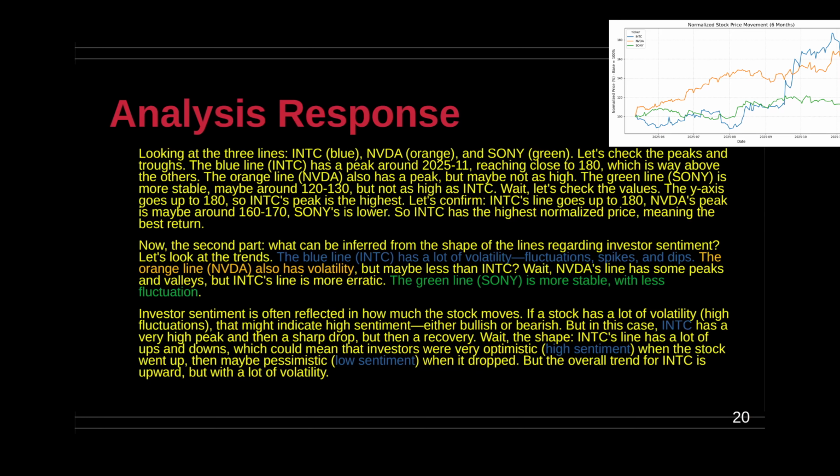Investor sentiment is often reflected in how much the stock moves. If a stock has a lot of volatility, high fluctuations, that might indicate high sentiment, either bullish or bearish. But in this case, Intel had a very high peak and then a sharp drop, but then a recovery. Wait, the shape. Intel's line has a lot of ups and downs, which could mean that the investors are very optimistic, high sentiment, when the stock went up, then maybe pessimistic, low sentiment when it dropped. But overall trend for Intel is upward with a lot of volatility. Wait, let's think about it.